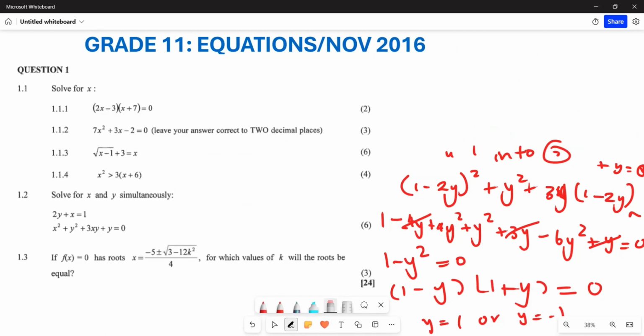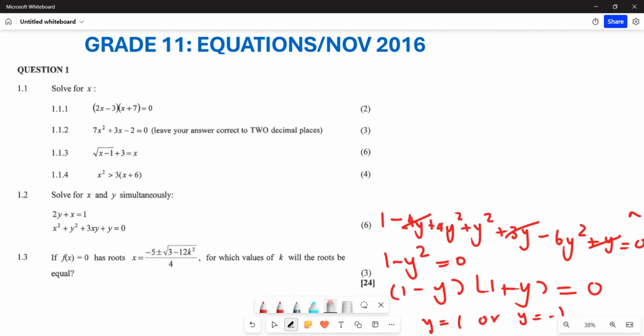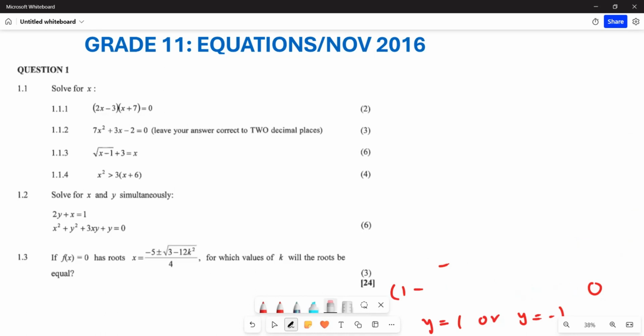Now let's look at 1.3. Now, in 1.3, what is it that you're going to have? Now they say if f of x is equals to 0, has roots of that. Now, for which values of k will the roots be equal? Now, how can you go about solving this particular question?